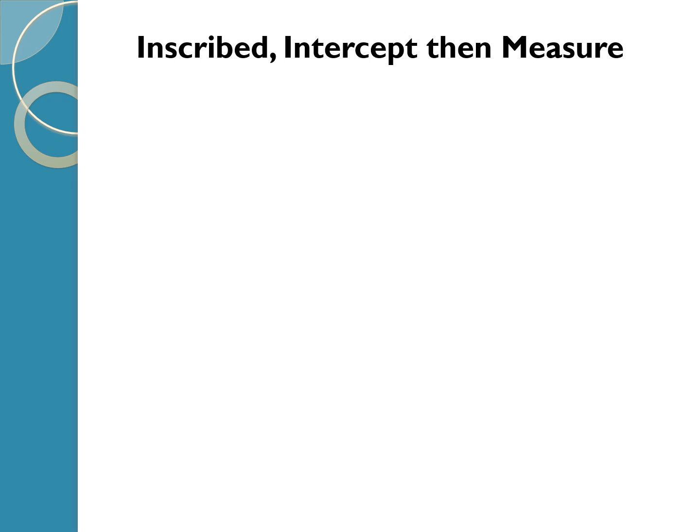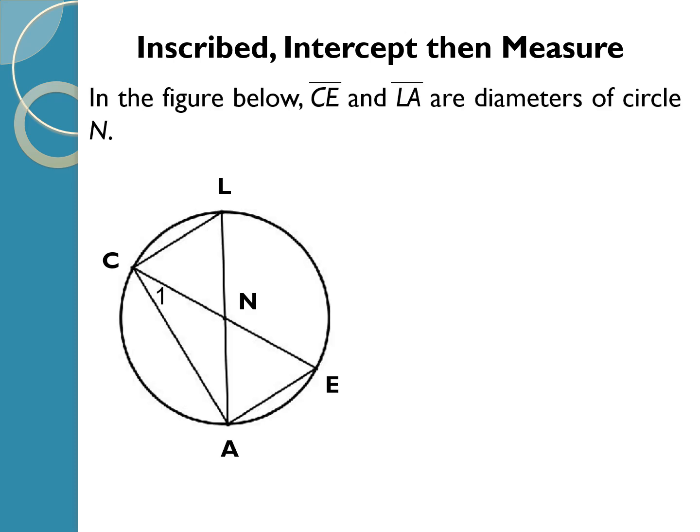Let's have illustrative examples by applying the four theorems on inscribed angles. So we will inscribe, intercept, then measure. We have now here circle N. In the figure below, line segment CE and line segment LA are diameters of circle N. So these are now the diameters.